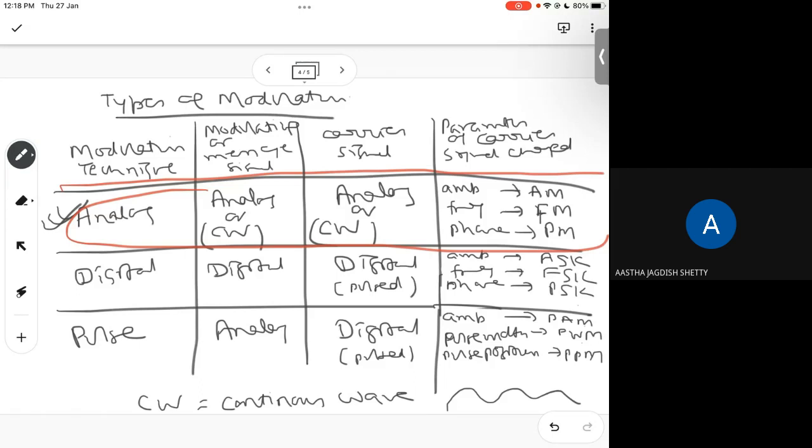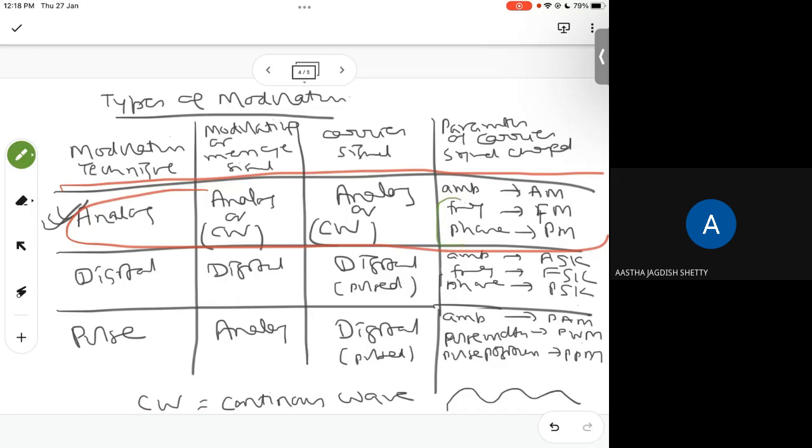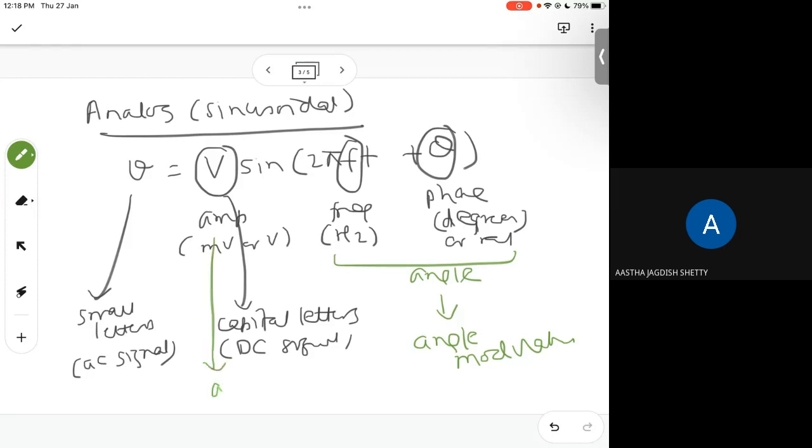Then the other thing comes here. These two categories are part of the angle, as I told you last time also. Frequency modulation or phase modulation is also called angle modulation, because as we have seen in the last equation, these are part of the angle. So if I could change either of these parameters, I can say it is an angular modulation. But if I'm changing this one, it is an amplitude modulation.